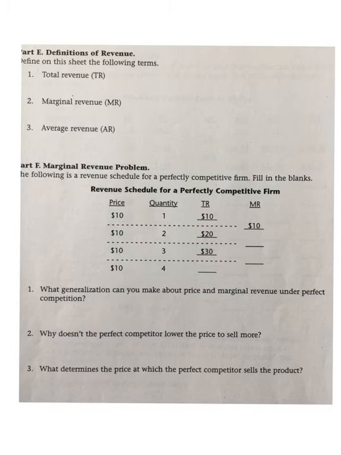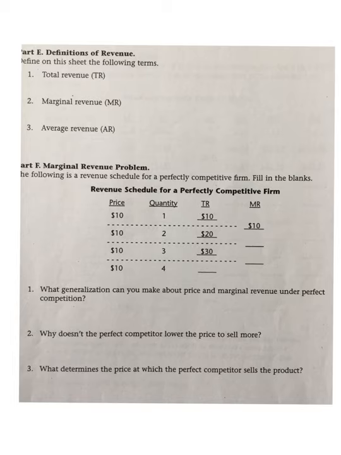Okay, so last portion of questions. At the top of part E, it says, define on this sheet the following terms: total revenue, marginal revenue, average revenue. So total revenue is exactly what it sounds like. It's the total amount of money that your business brings in. Marginal revenue is going to be the change in revenue as you add units of output. And then average revenue will be your total revenue divided by your output.